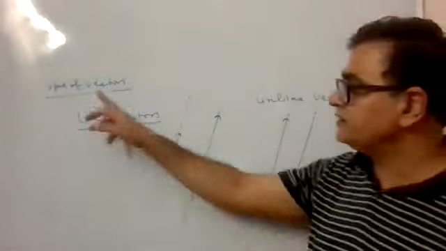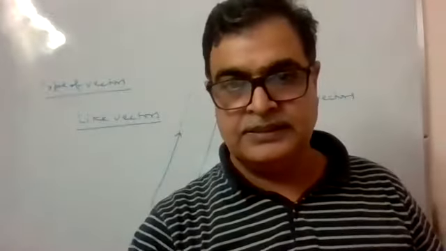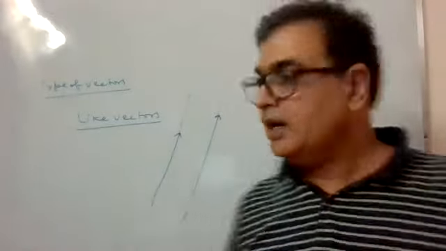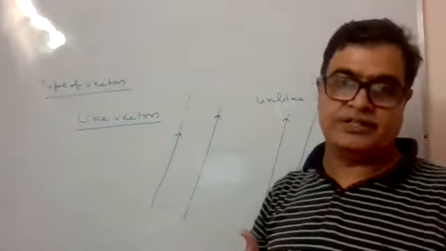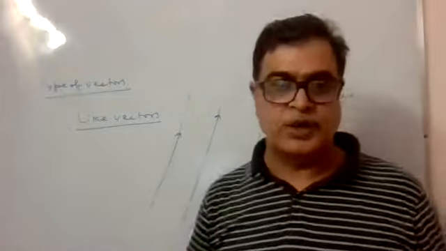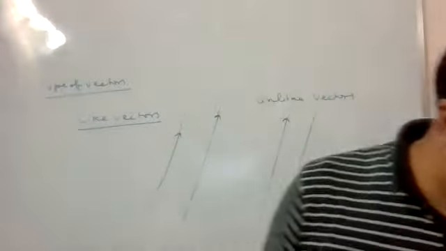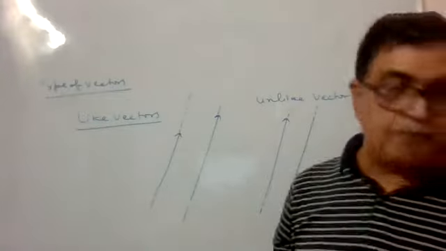So we have started the types of vectors. The first type is the null vector. Second is the like vector, and then the unlike vector. So like vector, unlike vector and null vector, you should keep in mind. Next one is the parallel vector.